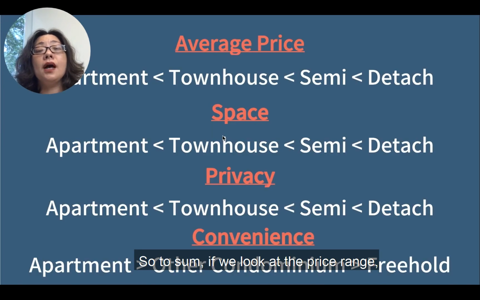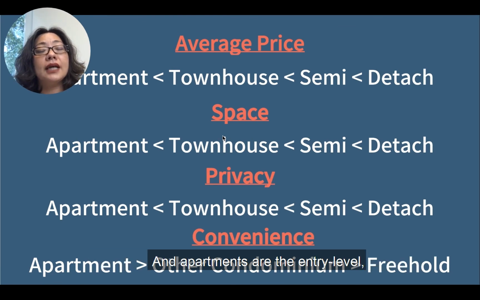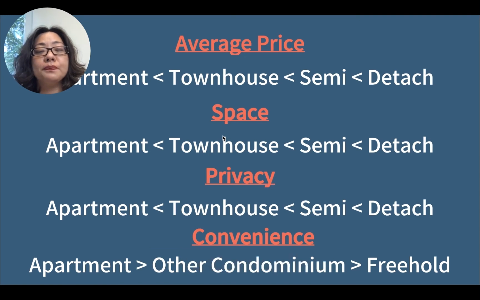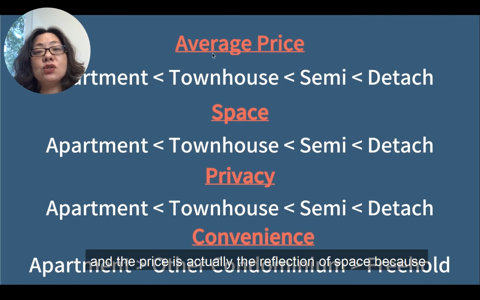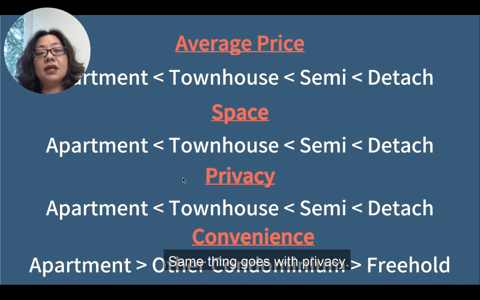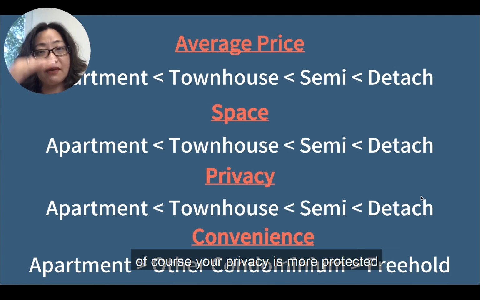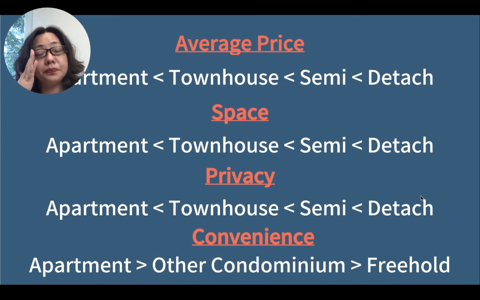Okay, so to sum up, if we look at the price range, the detached houses are the most expensive, and the apartments are the entry level, the most affordable. And the price is actually a reflection of space, because normally detached houses give you the most space, and apartments are the most compact. Same thing goes with privacy. The more space you have, the more distance you have from your neighbor, and of course your privacy is more protected.